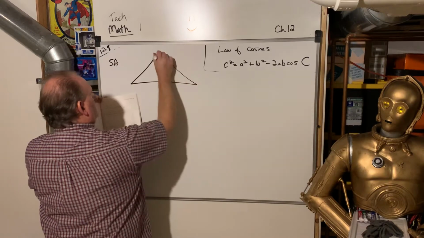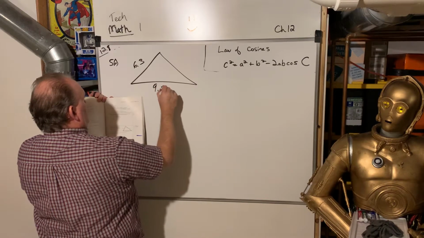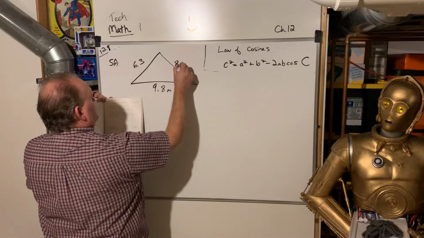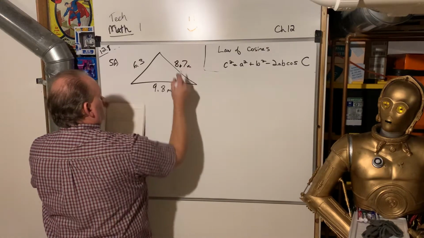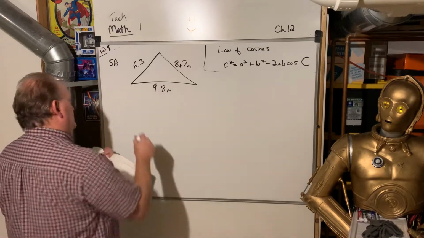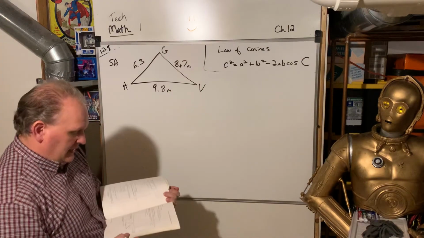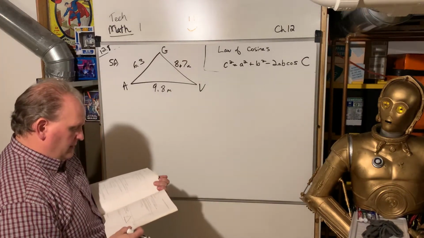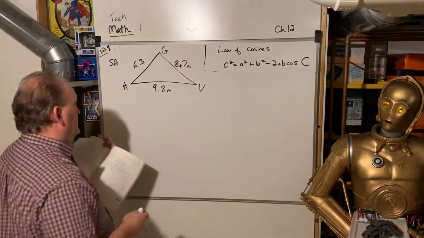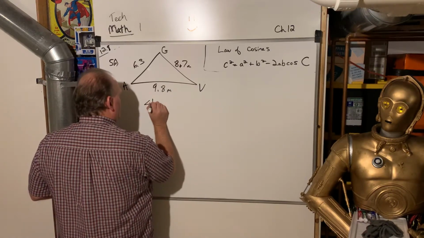And here's a pretty picture, and this is 6.3 meters, 9.8 meters, and 8.7. Is it an 8? Yep, 8.7 meters. All right. And then they've got A and V and G. And they want me to find angle V. So find angle V eventually is what they want.